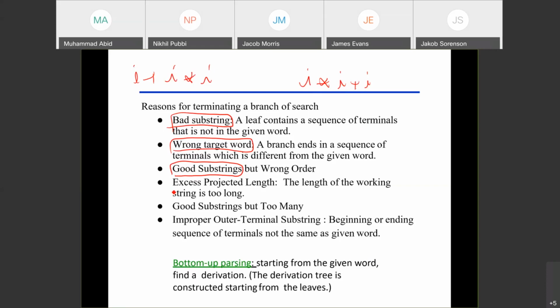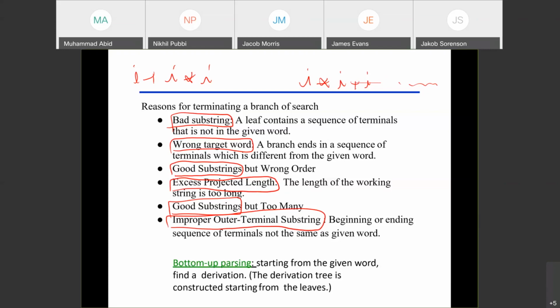Then excess projected length: maybe you have all these things, but the length of the word is still more. After that, you still have something written here, so this will increase the size of the word. So good substrings, but too many. Then improper outer terminal substring. So all these are the possible reasons for which you can drop that node and not continue with that side, and just move with those which you think can lead you to the successful generation of the word.